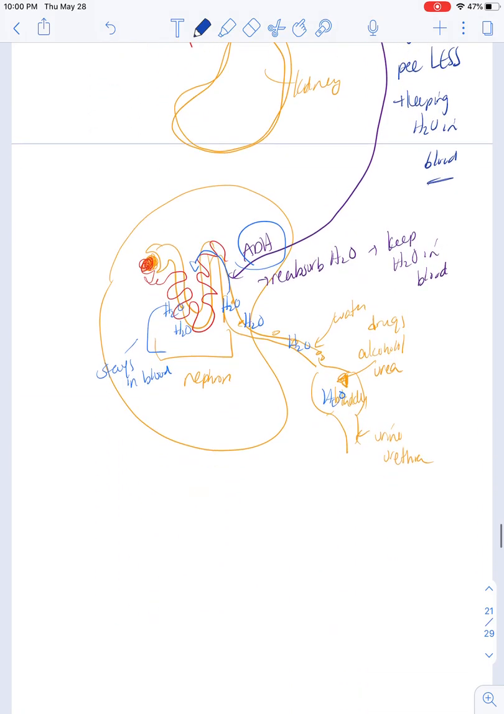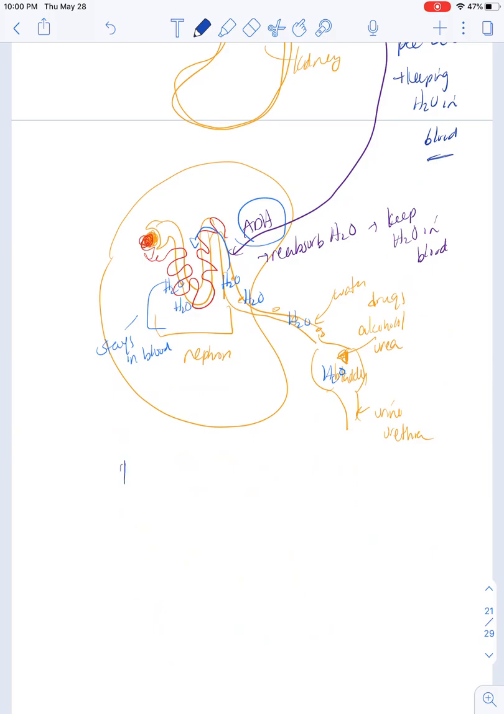That's all you need to know about ADH. Sometimes people are born with this disorder called diabetes insipidus, which means you have no ADH. If you have no ADH, that means you have no ability to reabsorb water or keep it in your blood.